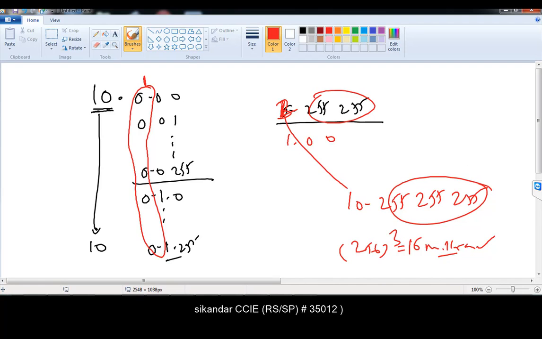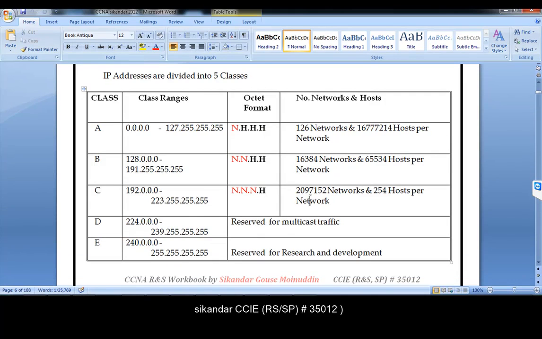Anyway, we need to have an idea of which class supports how many addresses. As per our examples here, a C class network supports this many addresses. B class supports 65,000 addresses. If you run different network combinations, starting from 128 to 191, you get more than 16,000 networks, and each network supports around 65,536 addresses. We need to do -2 for network ID and the broadcast ID.